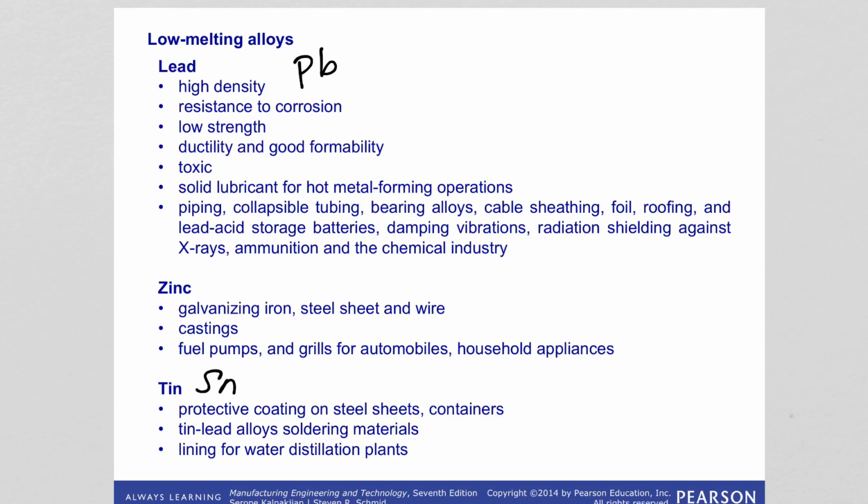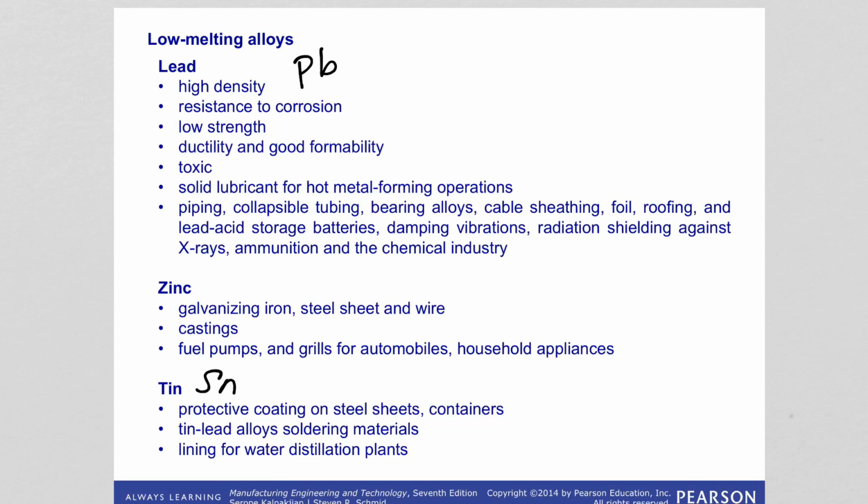If you ever learned corrosion, galvanizing means iron and zinc forming galvanic couples. It's a corrosion protection: instead of the iron, the zinc corrodes and dissolves into the environment. Also it is used for casting, because it has a low melting point, so it is preferred for easily castable parts. It is used in fuel pumps, grills for automobiles, household appliances, etc.